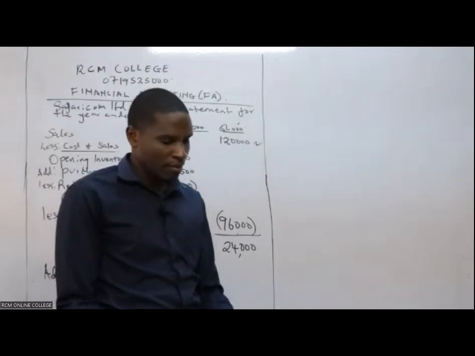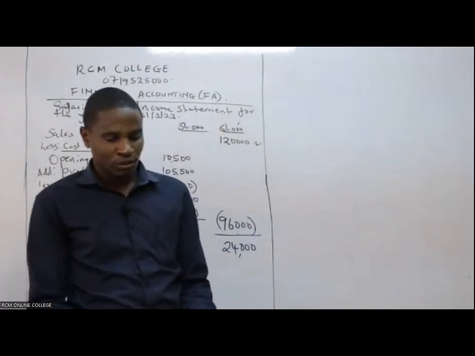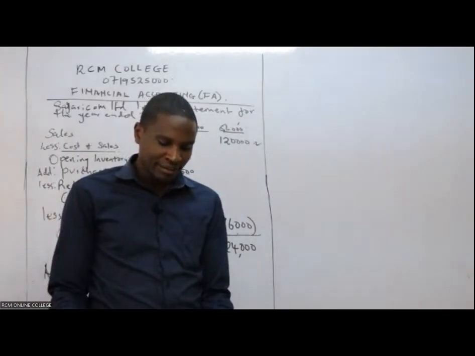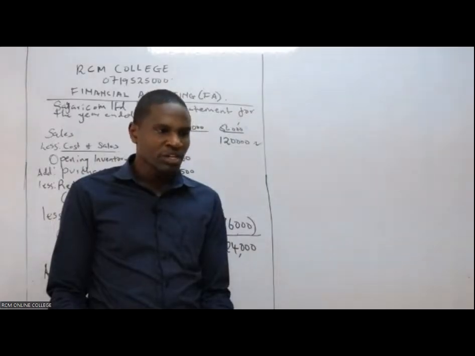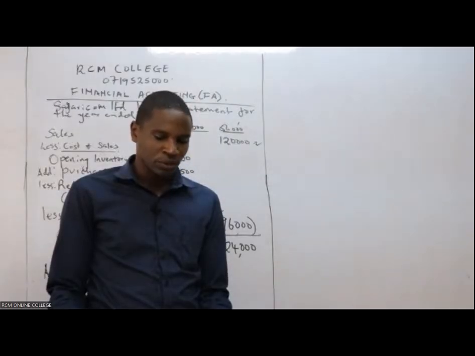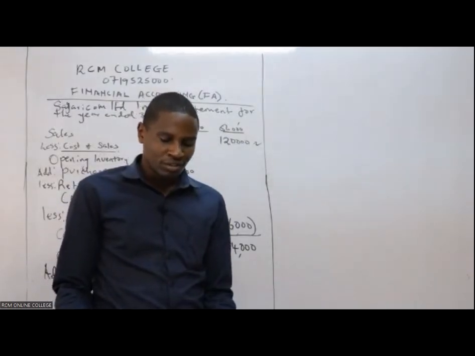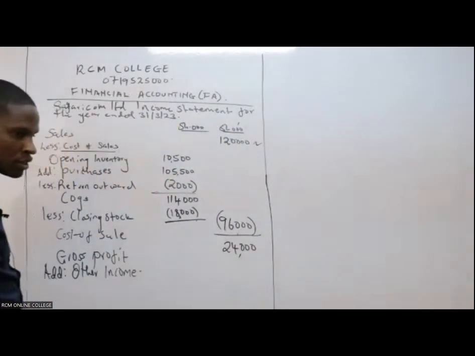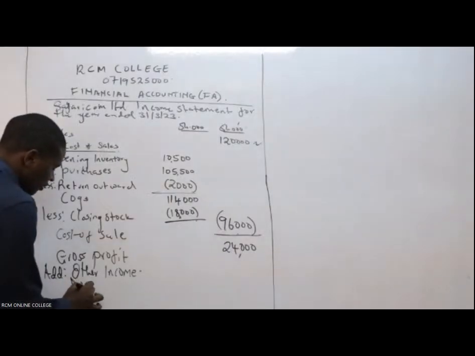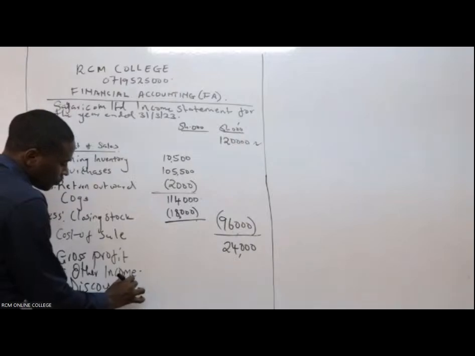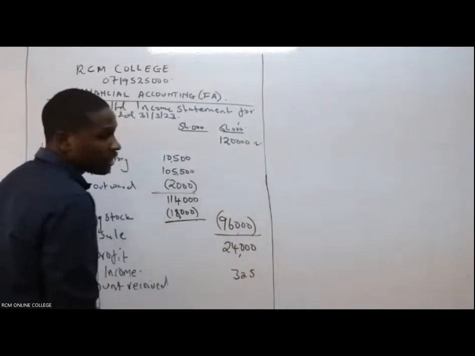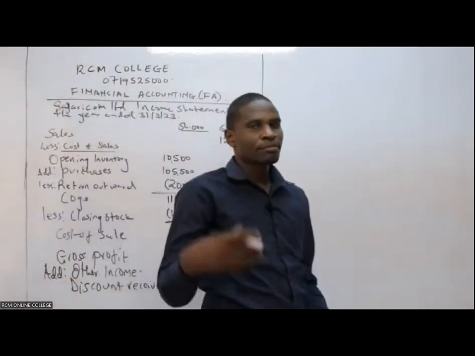If I look at my question, I can clearly see that we had discount received and discount allowed. The discount received is an income, and the discount allowed is an expense. Therefore, discount received was 325. So you come here and add discount received. It is 325.